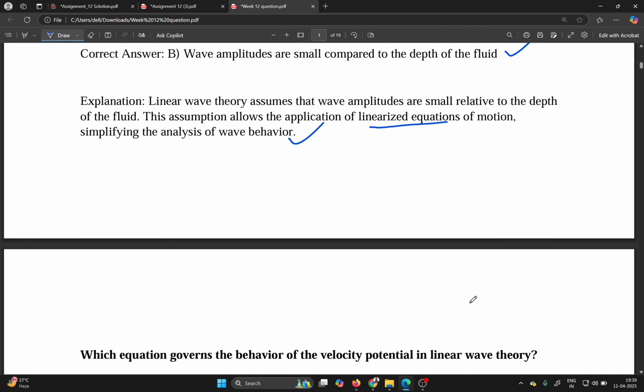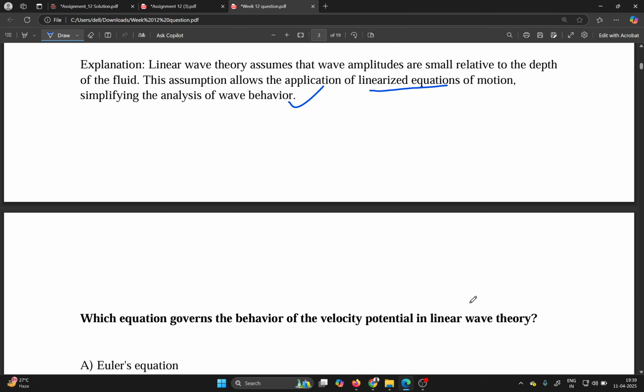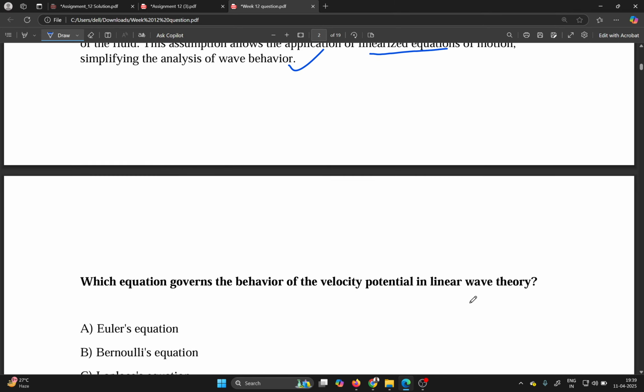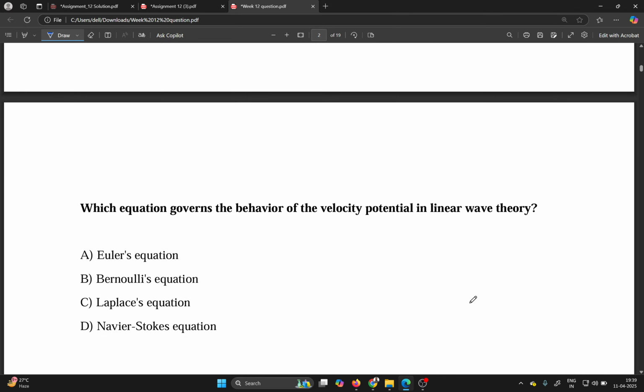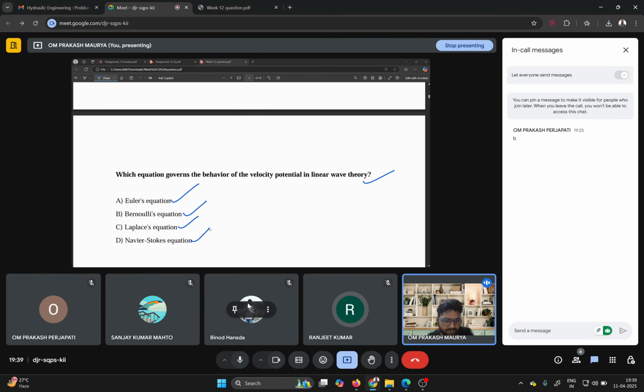The next question is, which equation governs the behavior of velocity potential in linear wave theory? Euler, Bernoulli's, Laplace, or Navier-Stokes equation. Which equation? We have discussed it, I think, two or three times in the previous set of questions today. So please try to write your answer. Which equation governs the behavior of velocity potential in linear wave theory? Euler, Bernoulli's, Laplace, and Navier-Stokes equation. Anyone, please just try to write your answer in the chat box for this question. Question number is not written, so anyone please can write.